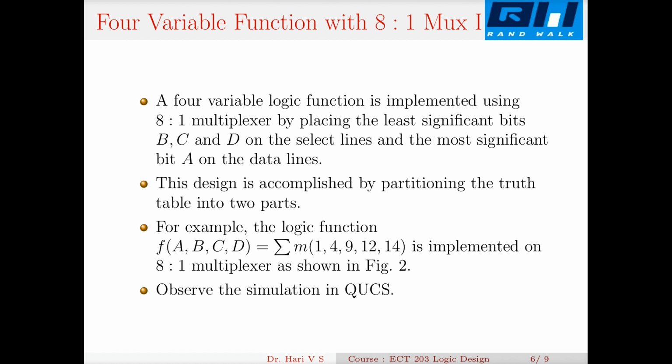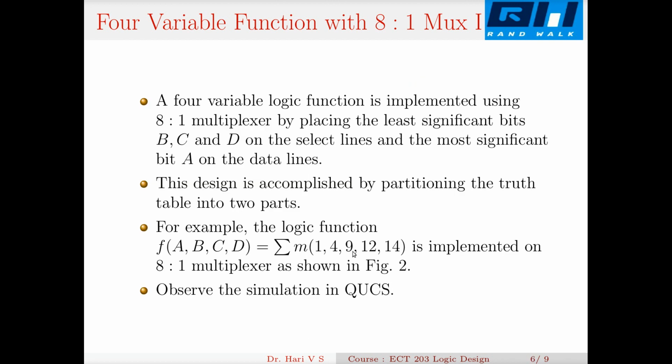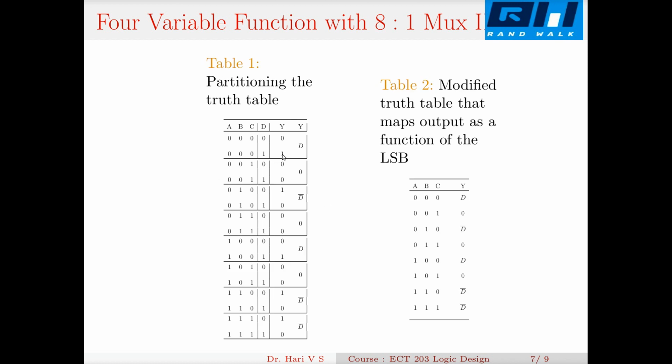I need to partition the truth table a little. Let us consider this logic function, f(A,B,C,D) equal to sigma m(1, 4, 9, 12, 14). These are 4-bit words, so this is a 4-variable function: m1 or m4 or m9 or m12 or m14. How do I implement this with an 8:1 multiplexer? First I will write the truth table. Where does it go to 1? It is 1 for 1, 4, 9, 12 and 14.